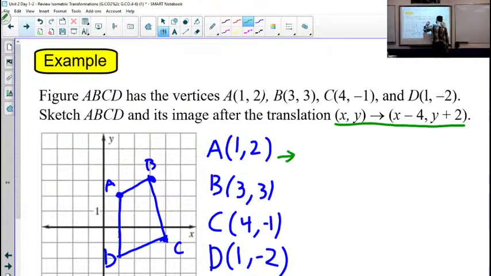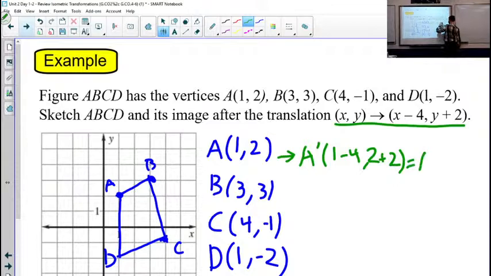So if we're looking at A, it is at 1, 2. So that means for A prime, I'm going to take the x coordinate of 1 and subtract 4. And then I will take the y coordinate, which is 2, and add 2. So 1 minus 4 is negative 3, and 2 plus 2 is 4. So A prime will wind up at negative 3, 4.